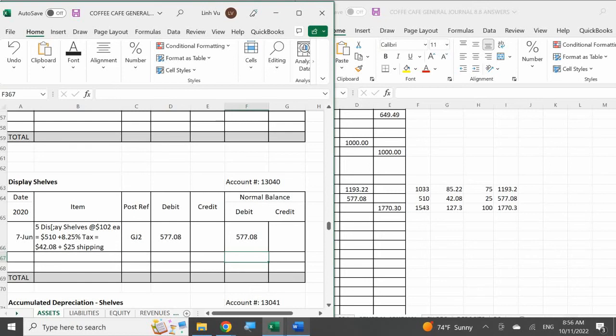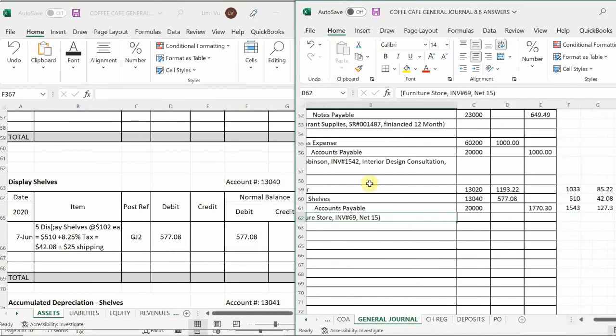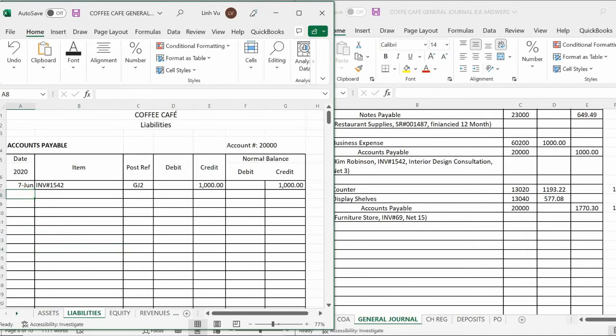So now that I got my counter and my display shelves in there, the last thing that we have here is my accounts receivable, because I chose to pay later, which is a liability. So this is my second liability I am recording here. On the 7th, once again, an invoice number should be enough. If you want to fill in extra information, that is up to you. So invoice number 69. We are still on page 2. And now we increased our liabilities on the credit side by $1,770.30. So what do I do with this information? I need to increase my account on the credit side.